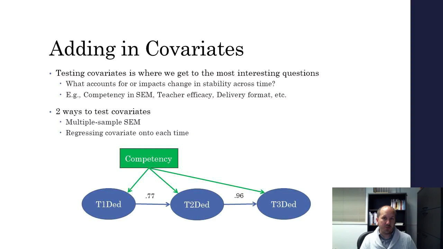And you've already been introduced to one of these ways earlier in the semester. If we have a nominal or a categorical variable, we may want to do multiple sample SEM where we test our covariate as a grouping variable. Or if it's an interval or ratio variable, we may just include it as another manifest or latent variable in the model and then regress that onto our variable at each time point.